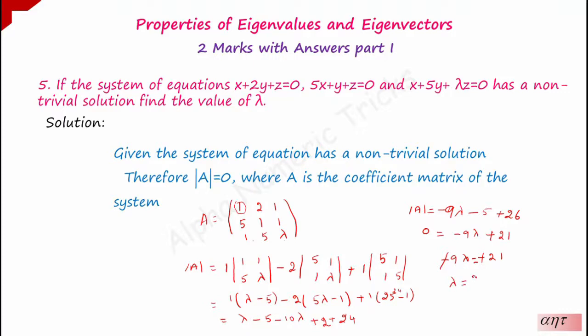Here we have 3 times 3 is 9, and 7 times 3 is 21. So the value of lambda is equal to 7 by 3, which is the required answer for this problem.